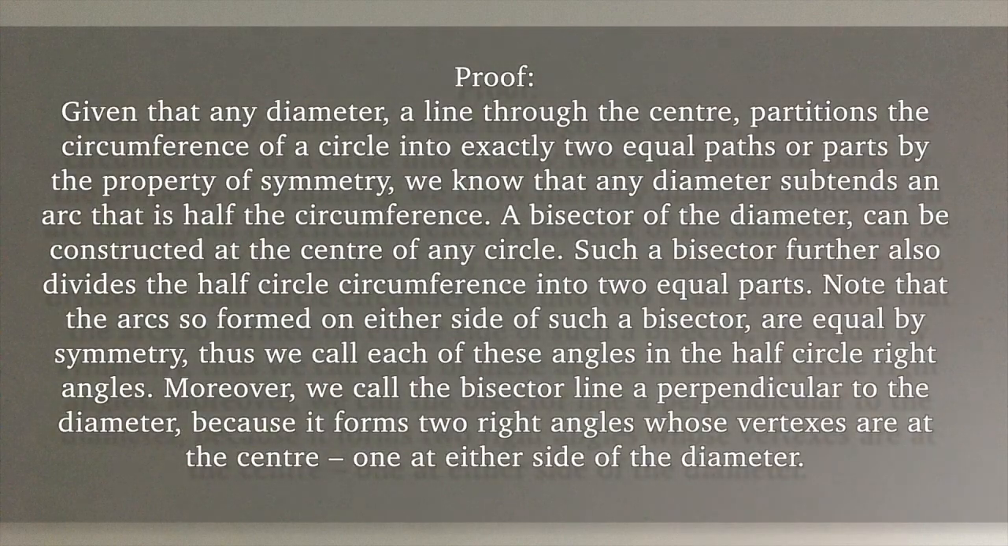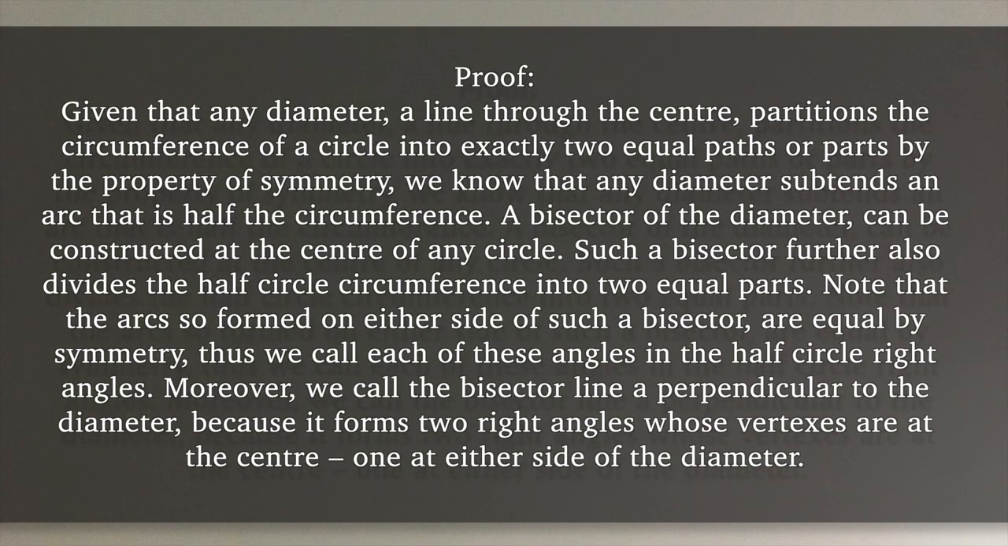Proof. Given that any diameter, a line through the center, partitions the circumference of any circle into exactly two equal paths or parts by the property of symmetry, we know that any diameter subtends an arc that is half the circumference. A bisector of the diameter can be constructed at the center of any circle, such that a bisector further also divides the half-circle circumference into two equal parts. Note that the arcs so formed on either side of such a bisector are equal by symmetry. Thus, we call each of these angles in the half-circle right angles.